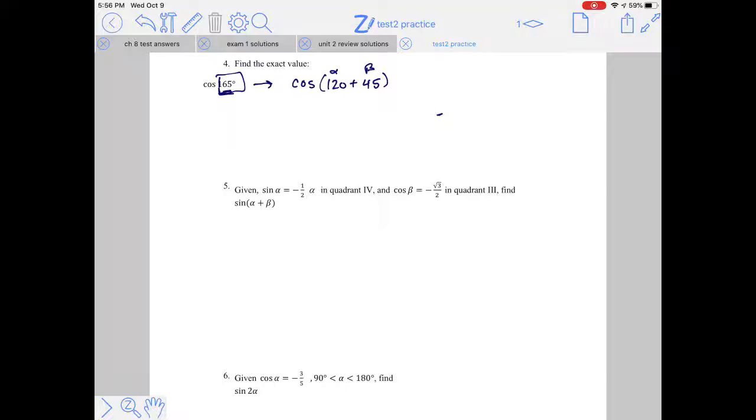We need the one where it says cosine alpha plus beta is equal to cosine alpha cosine beta. Now which one is it? Minus sine alpha sine beta. And what can I replace alpha and beta with in these? 120 and 45, exactly. So then this becomes cosine 120 cosine 45 minus sine 120 sine 45.